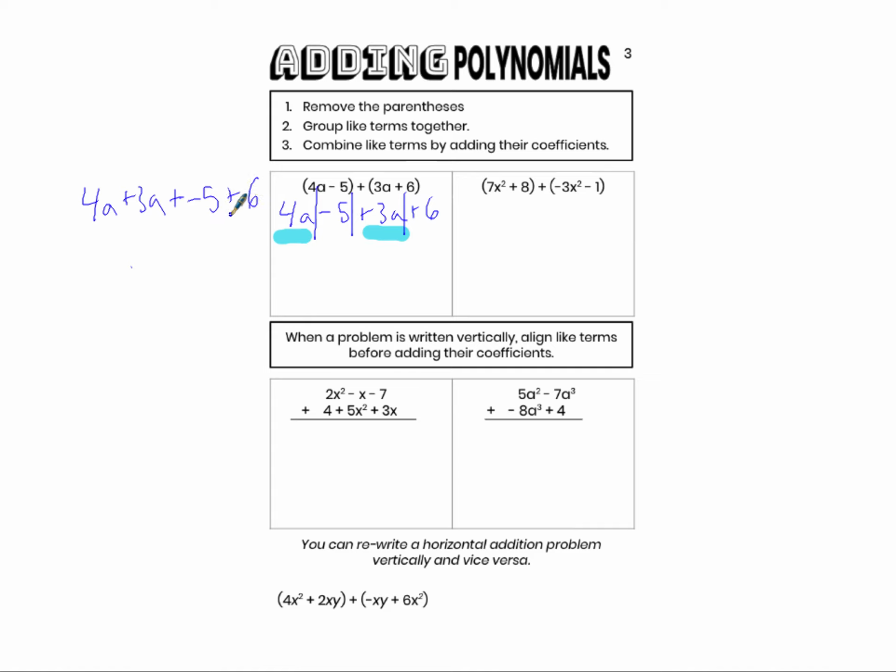So that like terms are grouped together physically, but that is not required. So this is an optional step. If you can properly do this in your head, paying close attention to what's positive and what's negative, this is fine to go from here, no parentheses, to here. When a problem is written vertically, often you will need to rewrite the problem so that like terms are aligned.